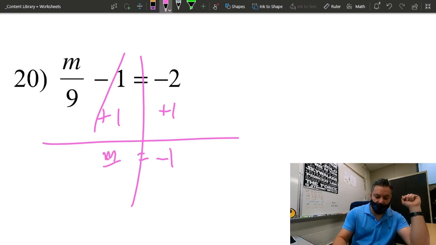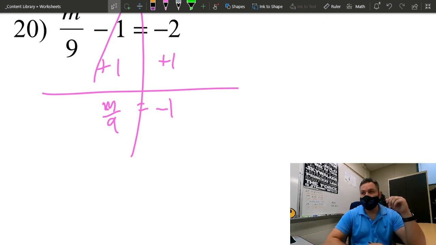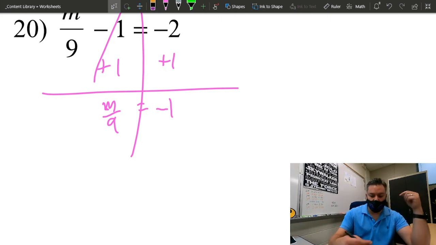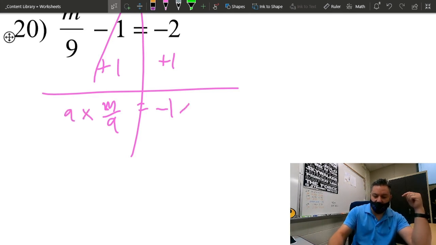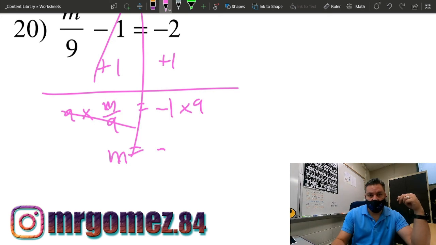Equals m over 9. The last step, second step. M divided by 9. The opposite is multiply. Let's go ahead and multiply by 9 on both sides. That cancels out. M equals what? Negative 9.